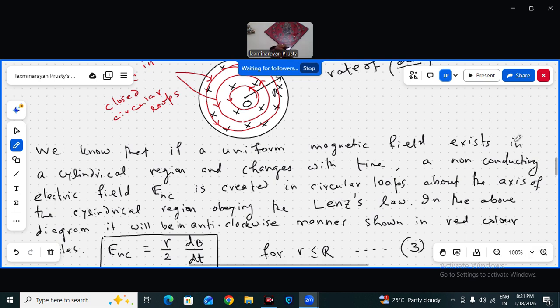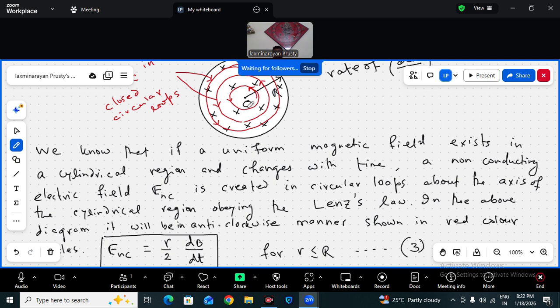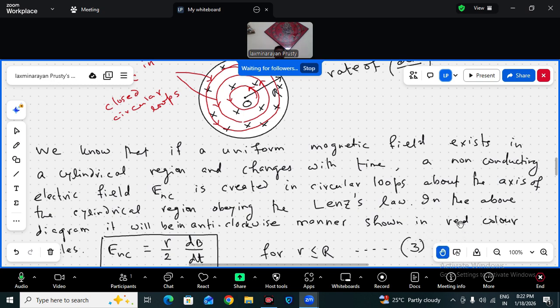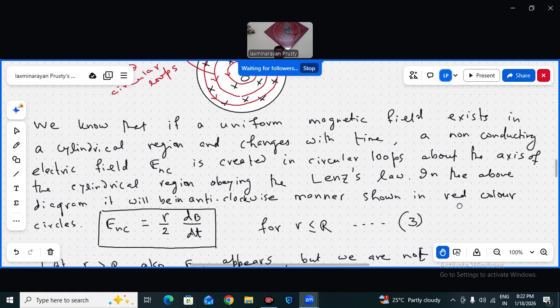So if I point my right hand thumb in the direction of increase of B, and my other four fingers are curling around clockwise, then the anti-clockwise direction will be the E NC direction. E NC will be in the anti-clockwise direction. That's what I've shown in the diagram in red color.